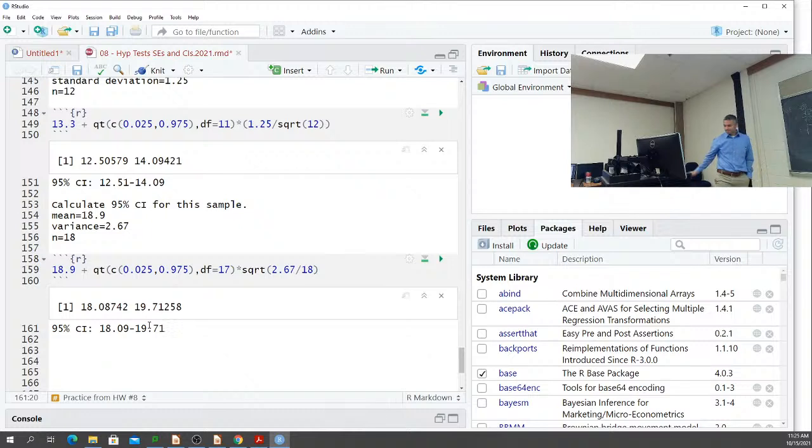Here's my range. So doing these by hand, terrible. R makes it a whole lot easier.